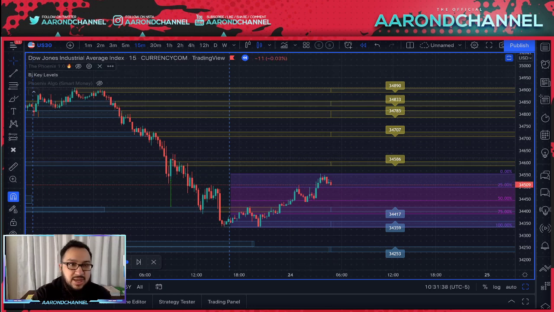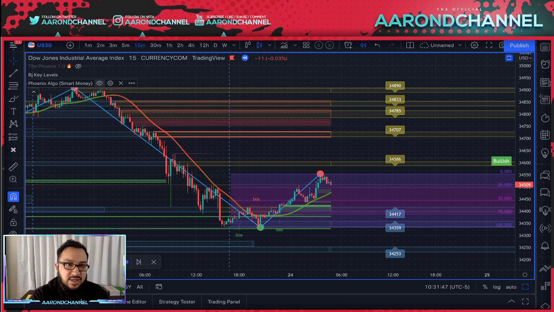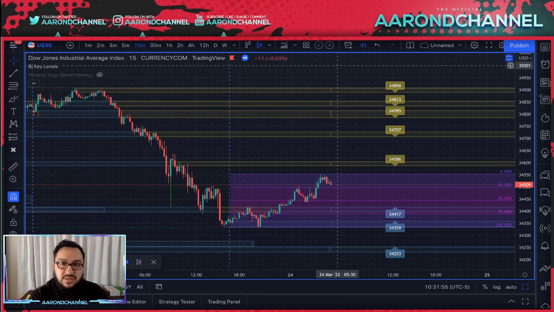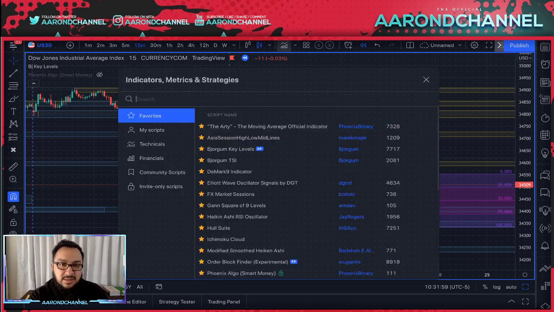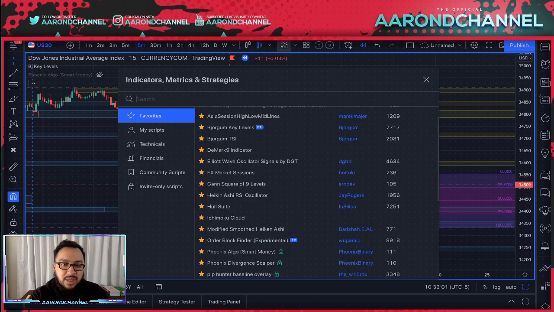And as I do that, I also want to turn on our smart money indicator. But you know what? Before I do that, I want to go ahead and show you an alternative, because this is a paid indicator. Let me show you an alternative to the smart money indicator, and that is the order block finder.